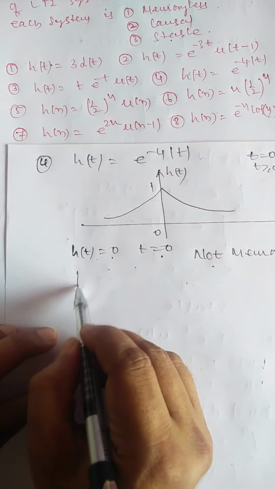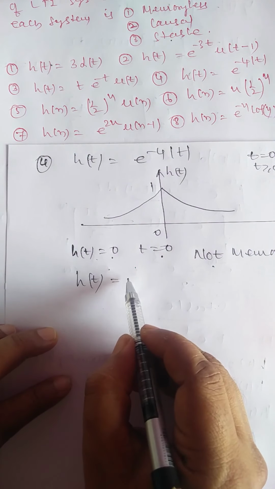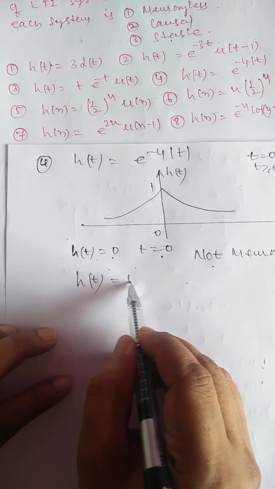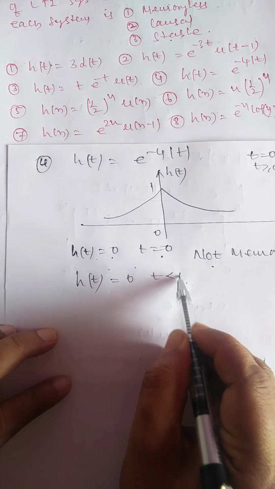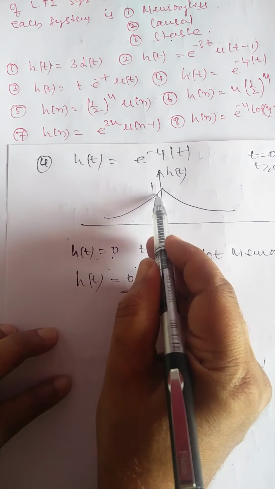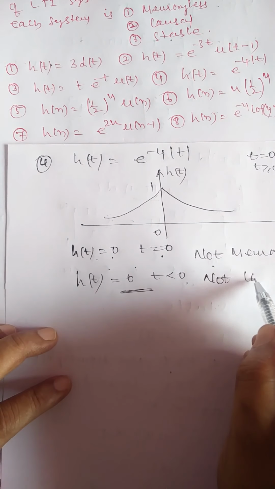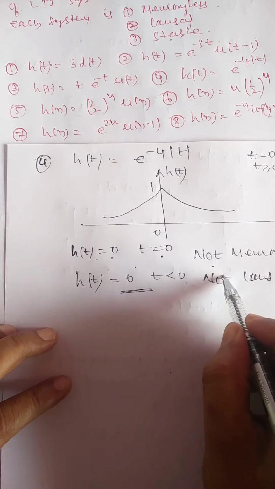And since the signal exists on the left hand side, to say it is causal, h of t must be 0 when t is less than 0. But this condition is not satisfied. A left hand side signal exists, and the system is said to be non-causal.